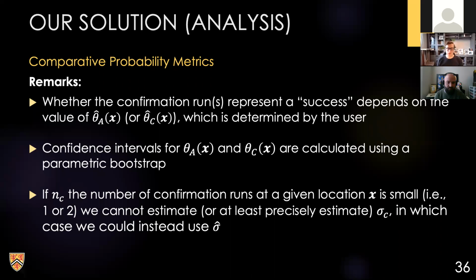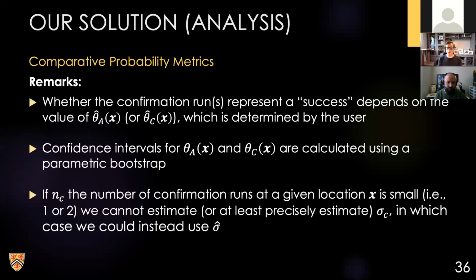One thing we need to acknowledge, though, is that the number of confirmation runs at a given location is typically going to be small, and particularly in our recommendation of the design, in the equiradial approach, those equiradial points around the surface of your hypersphere, there's no replication there. n_c is equal to 1. So at those locations, you have no estimate of sigma_c, the variability in the confirmation experiment. And so if you look back at the formulae that I showed for calculating these probabilities, they relied on an estimate of sigma_c.